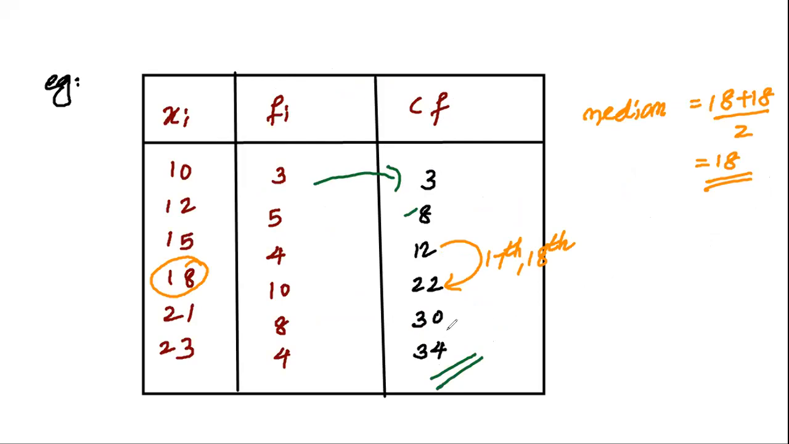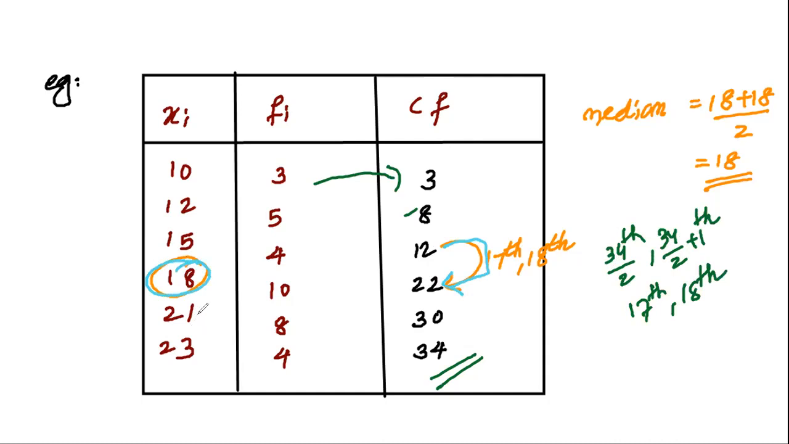We know that if the total number of observations is an even number in the case of discrete data, we have to take the 34 by 2th observation and the 34 by 2 plus 1th observation. That is the 17th and 18th observation. This we have learned in lower classes already. The 17th and 18th observations come between 12 and 22, where the observation value is equal to 18. So median will be equal to the 17th observation, 18, plus the 18th observation, 18, divided by 2. We get median M equal to 18.